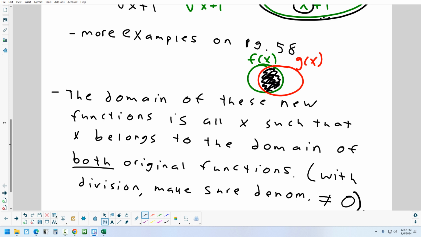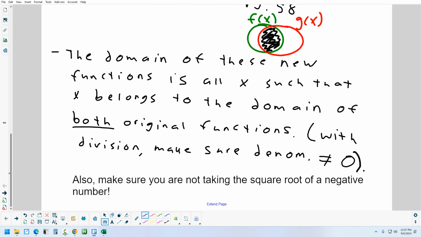What else don't we want to do? We never want to divide by 0. And the other thing I keep mentioning is we don't want to take the square root of what kind of numbers? Negatives. Okay, we don't want to take the square root of negative numbers either. Those are the only two problems we got to make sure we avoid. Dividing by 0, square roots of negative numbers. So just remember those two things.